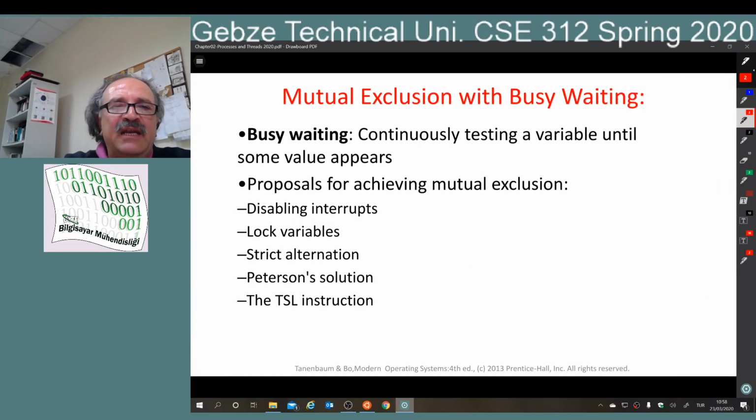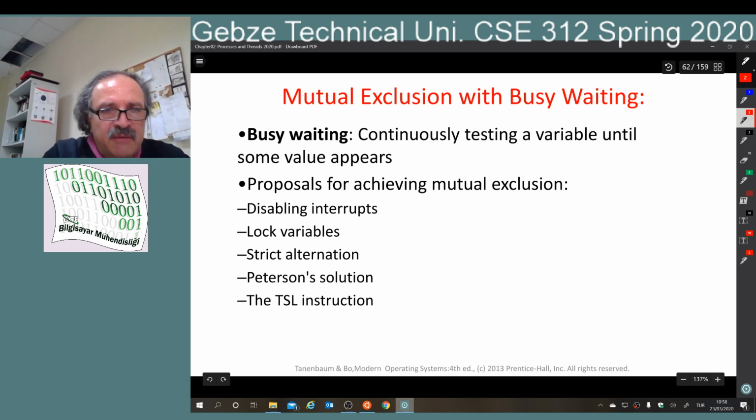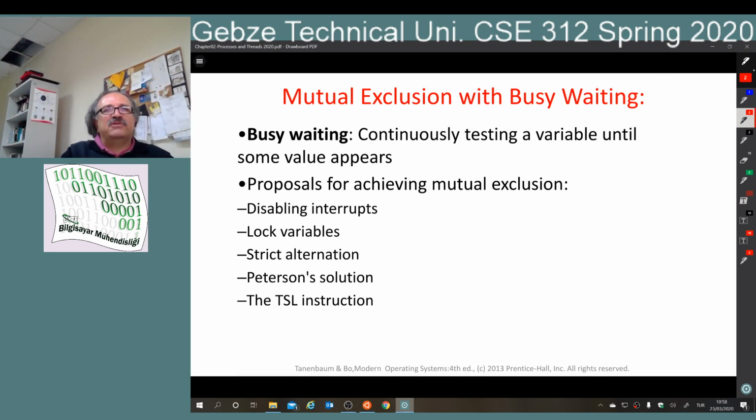Okay, so there are other ways of doing the mutual exclusion of critical regions. One is disabling interrupts, we talked about it, lock variables, we talked about it, strict alternation, Peterson's solution, and TSL instructions.